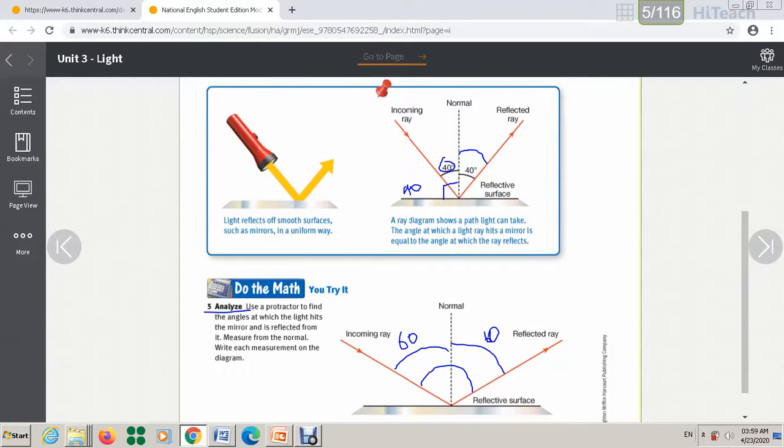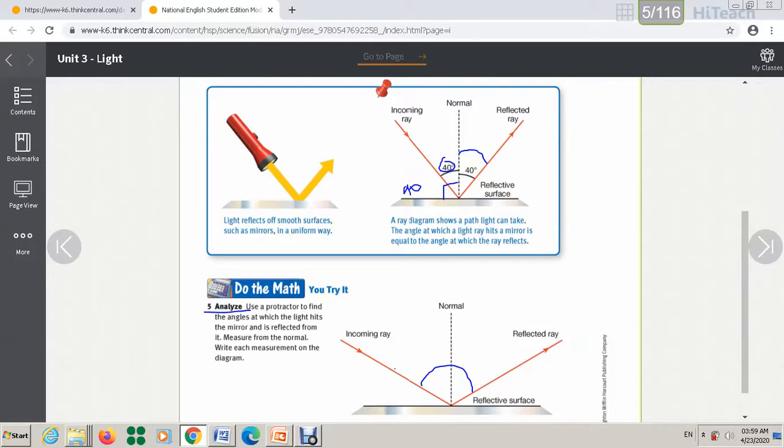Okay, here don't find this one. I don't need the outer one. This outer one is between the incoming ray and the surface, and the reflected ray and the surface. I don't need it. Maybe in the exam I'll ask you to do this.